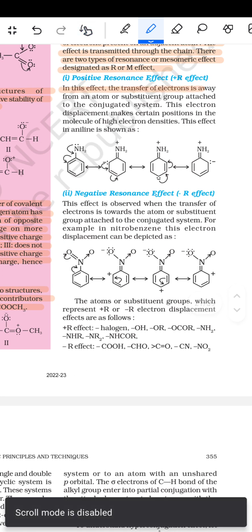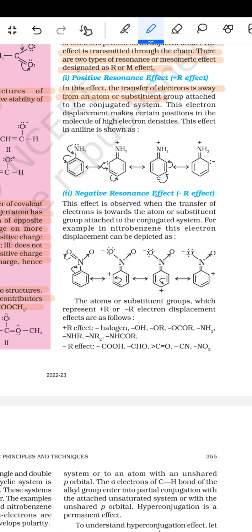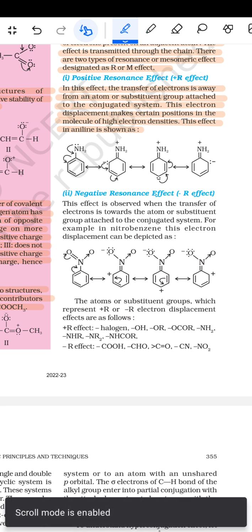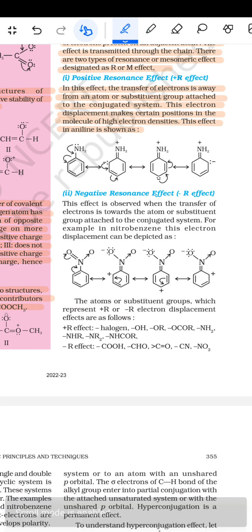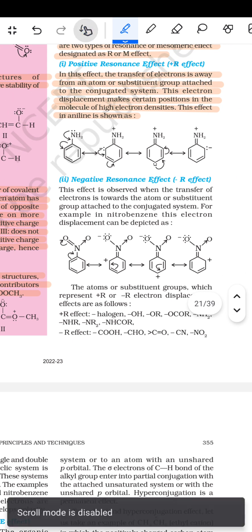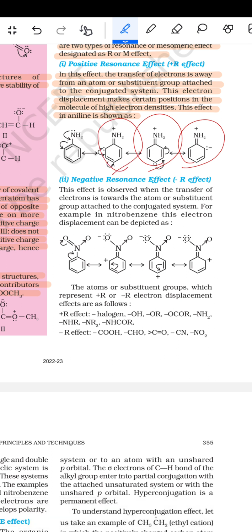In this effect, the transfer of electrons is away from the atom or the substituent group attached to the conjugated system. This electron displacement makes certain positions in the molecule of high electron density. This effect in aniline is as follows. So here the electron goes into the ring, moves around, and then a positive charge comes on it. Positive charge is here also, that is, positive charge is coming on that N.